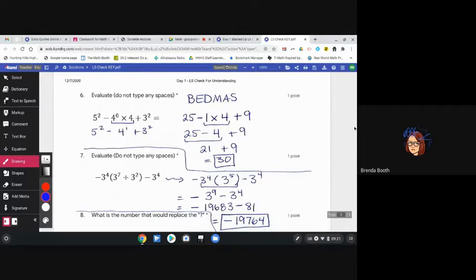Okay, for number 6, I showed actually 2 different ways that you could do this question. Over on this side right here, I did exponent laws, because we did have these 2 powers with the same base. So it is possible to do a combination there of those 2 powers. Over on this side here, I just did straight BEDMAS. I didn't do any exponent laws there.